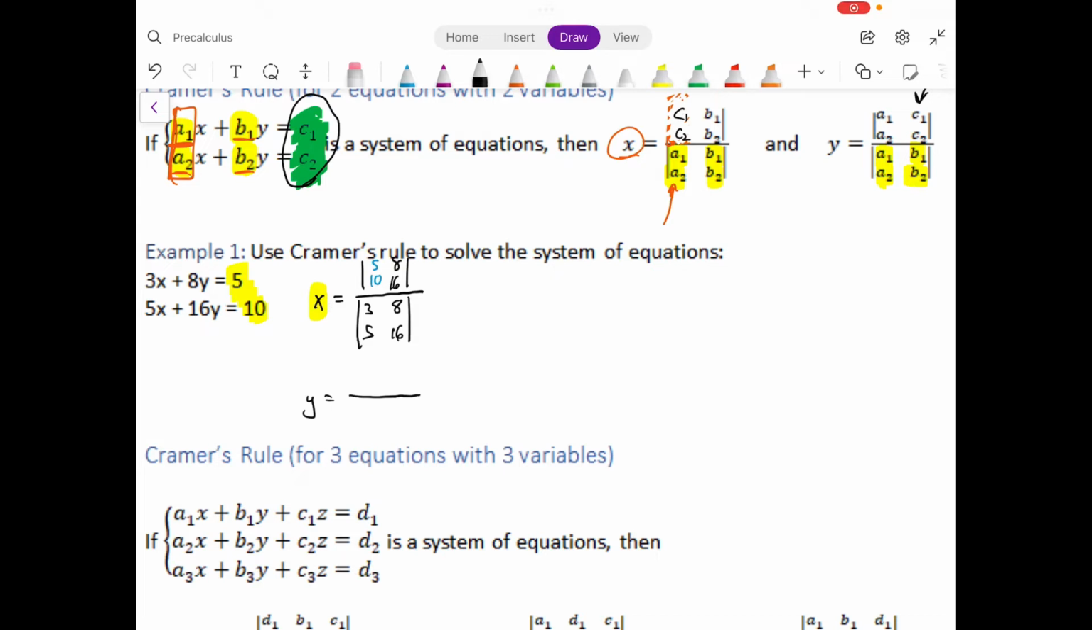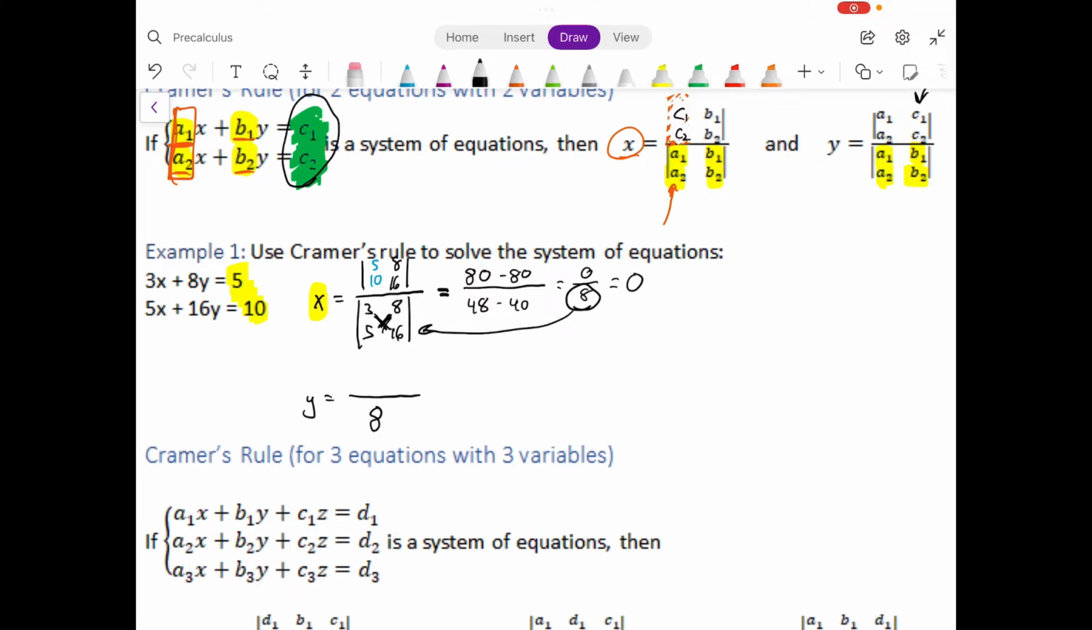All right, so let's do this. 5 times 16 is 80. And 8 times 10 is 80. So 80 minus 80 is in the numerator. In the denominator, we have 3 times 16 is 48 minus 40. And so we have 0 over 8, which is 0. Now, the reason I went all the way through x is because this 8 right here, that was the determinant of this, which means it also goes in the denominator for y. So we didn't have to go through that work again.